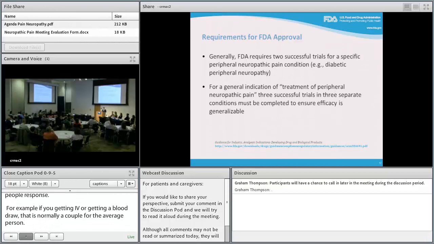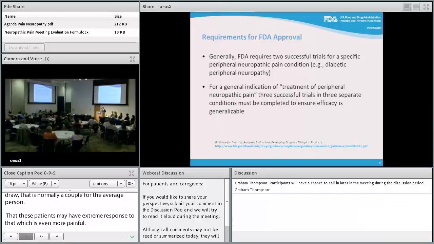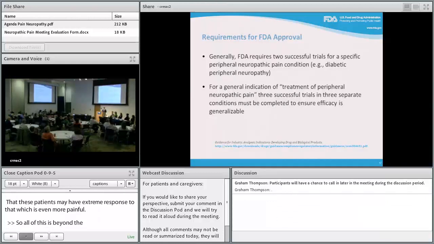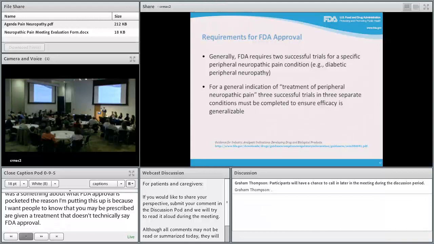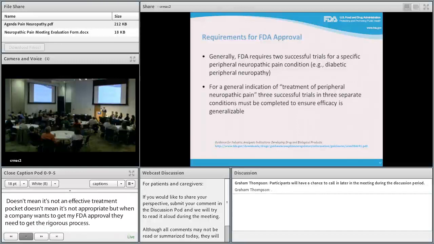So although this is beyond the scope of the talk, because we're at the FDA, I thought I'd say something about what FDA approval is. The reason I'm putting this up here is I want people to know that you may be prescribed or given a treatment that doesn't technically say FDA approval. It doesn't mean it's not an effective treatment, doesn't mean it's not appropriate. But when a company wants to get FDA approval, they have to go through a rigorous process. And generally speaking, there have to be 2 successful trials. It has to be replicated.